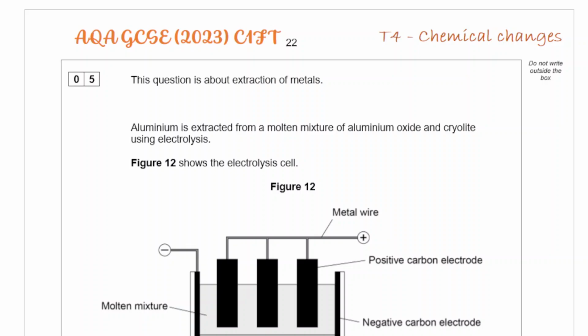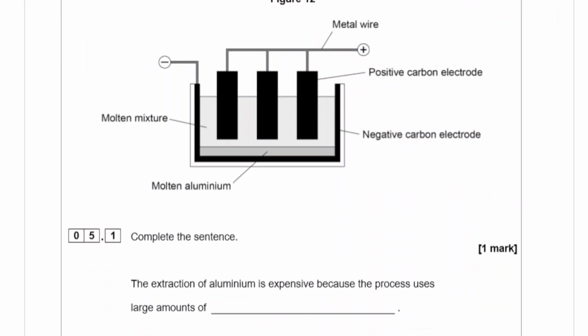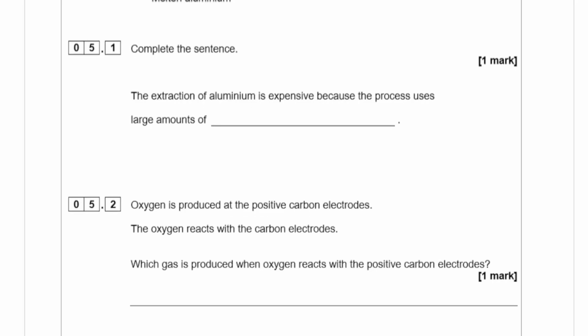Aluminium is extracted from a molten mixture of aluminium oxide and cryolite using electrolysis. Figure 12 shows the electrolysis cell. We have the diagram. Complete the sentence. The extraction of aluminium is expensive because the process uses large amounts of, you could say, energy, or you could say electricity.